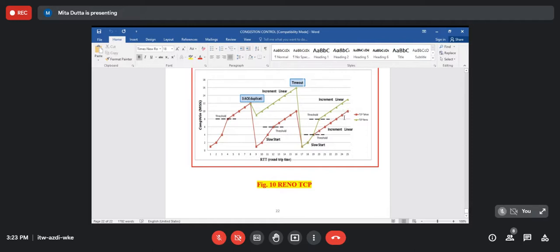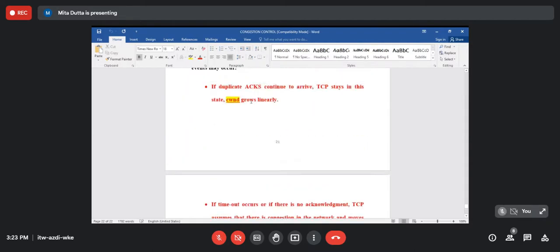So this is TCP Tahoe, and in TCP Reno, when 3 duplicate ACKs occur, it goes through fast recovery, because Reno uses fast recovery.